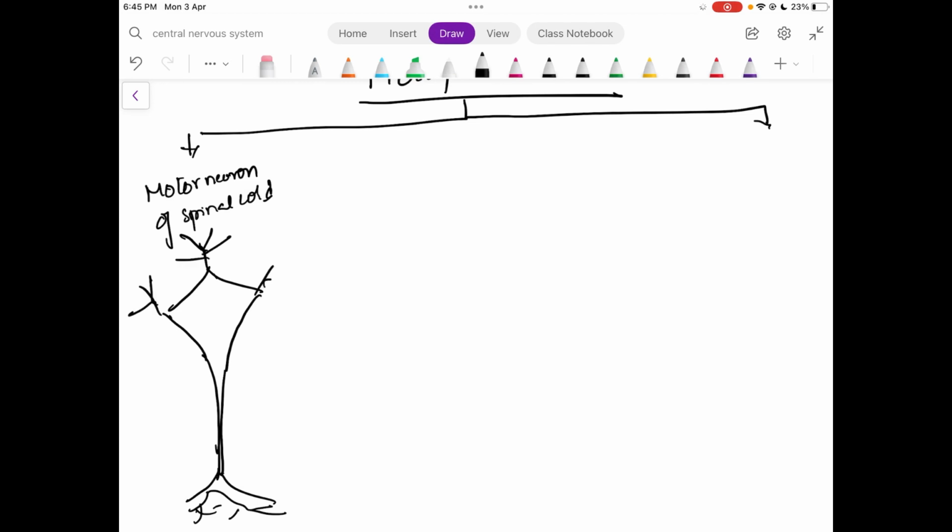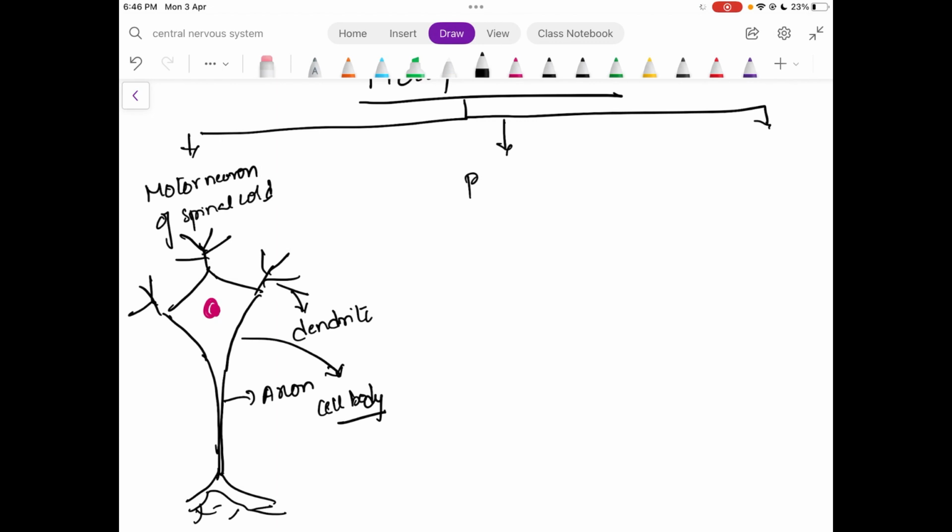These dendrites will ramify, and they have a nucleus, and this is an axon, this is a dendrite, and this is a cell body. And we have pyramidal cells of the hippocampus.